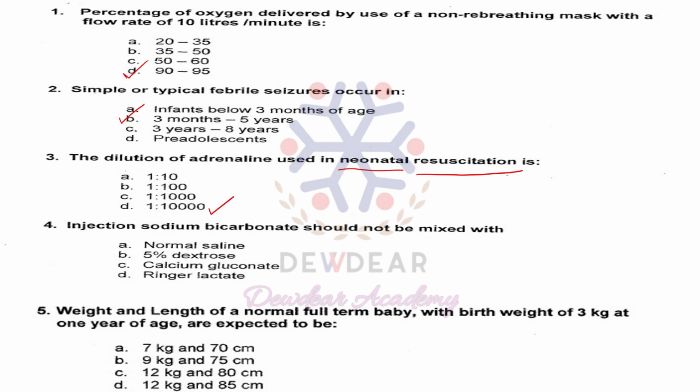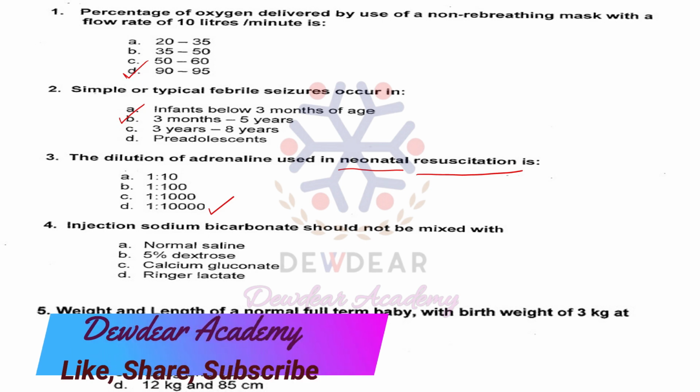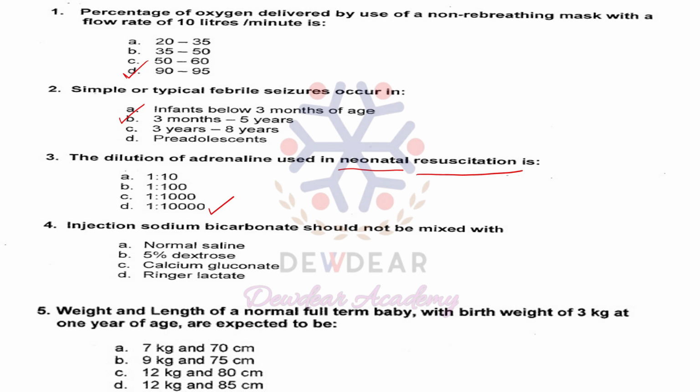Then question number 4, injection sodium bicarbonate should not be mixed with. Options are normal saline, 5% dextrose, calcium gluconate, ringer lactate. Injection sodium bicarbonate should not be mixed with. Answer is option C, calcium gluconate. Injection sodium bicarbonate should not be mixed with calcium gluconate.